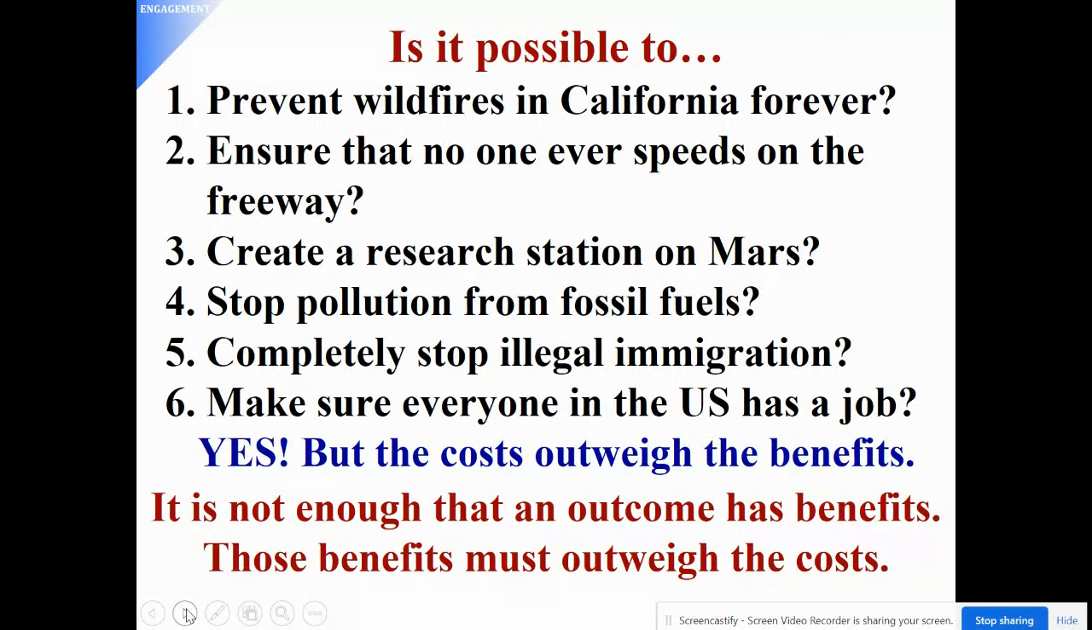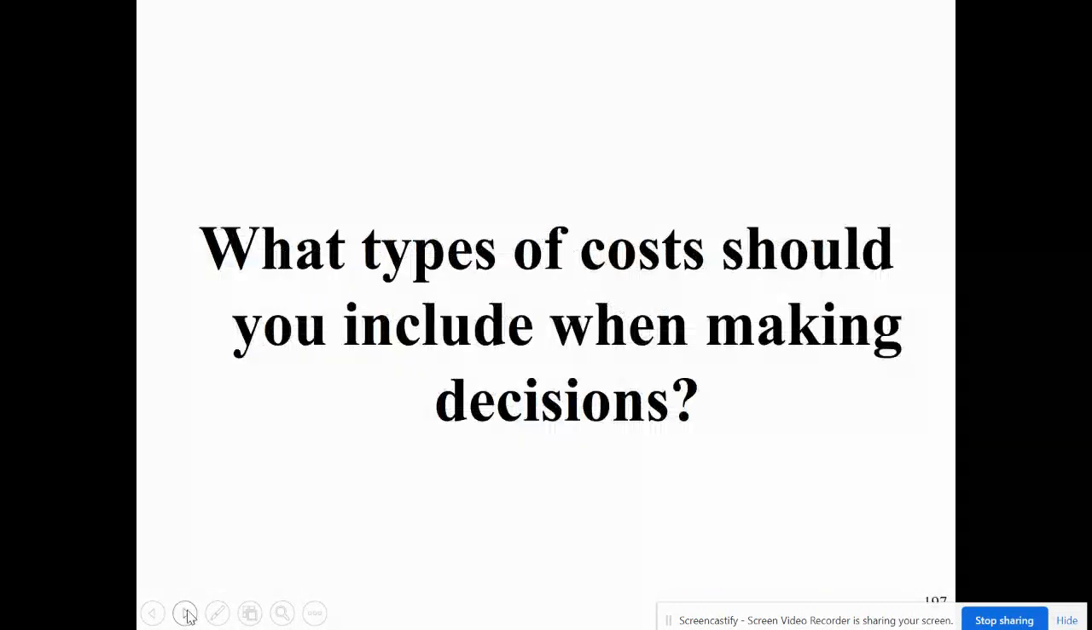It's not enough that an outcome has benefits. Those benefits have to outweigh the cost. Just because a cup of coffee gives you $1 worth of satisfaction, are you going to spend $3 on something that gives you $1 worth of satisfaction? Obviously not. Though we might have benefits from any one of these things. There's a number of things, like should we build a new bridge, or should we widen roads? There's a cost benefit analysis to all of those.